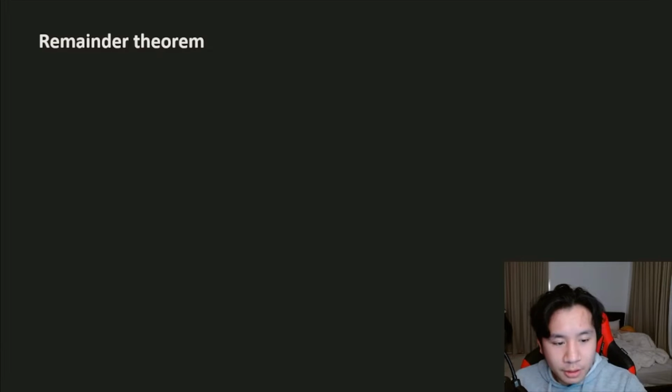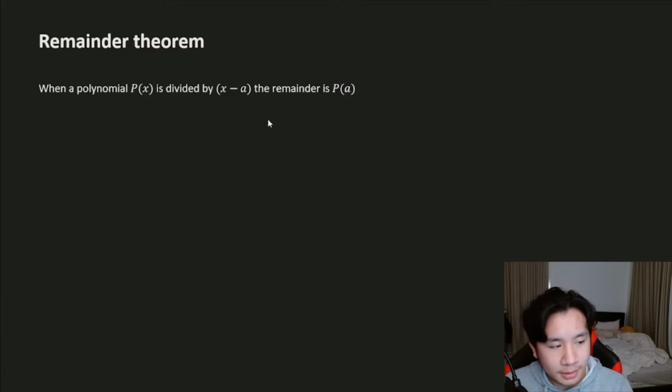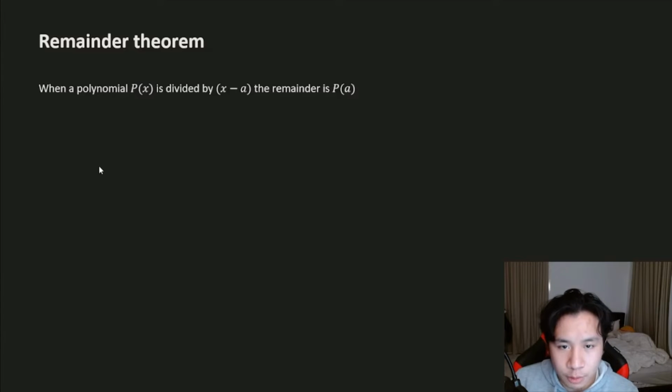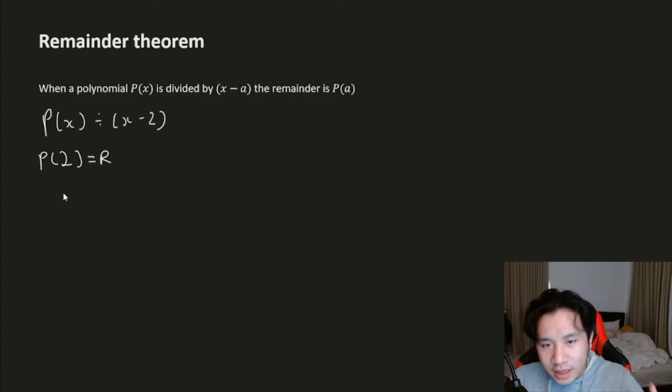Let's talk about the remainder theorem. The remainder theorem states that when a polynomial p of x is divided by x minus a, the remainder is p of a. So for example, if you were to divide p of x by x minus 2, then p of 2 is the remainder. If you don't get that, I'll go through an example and then it'll make a lot more sense.